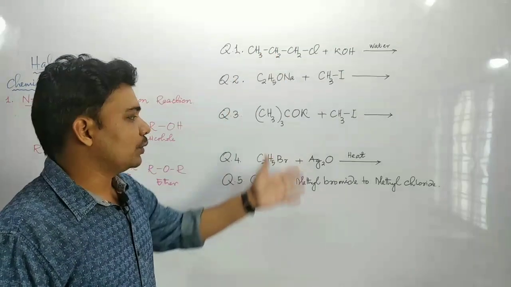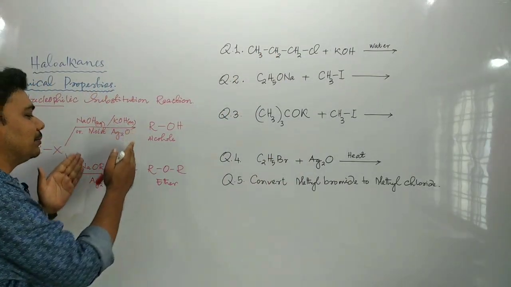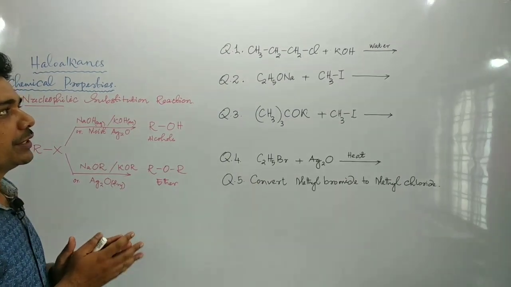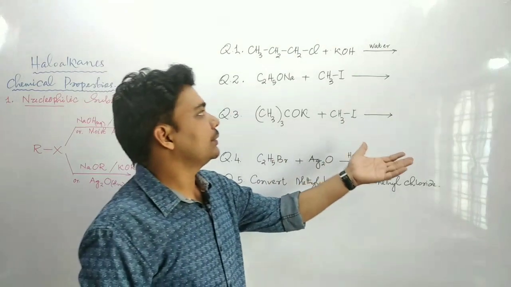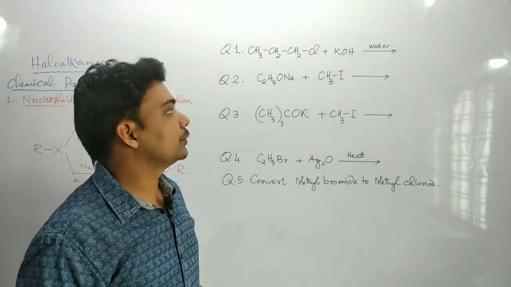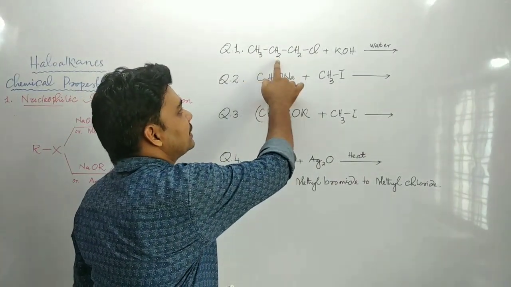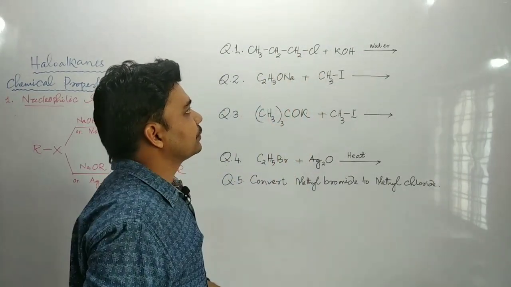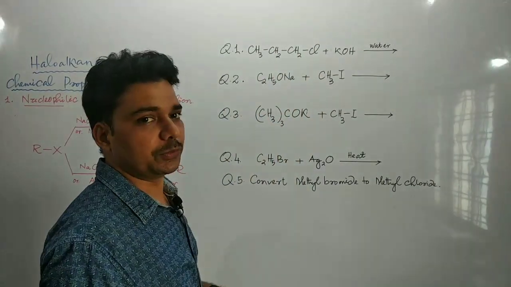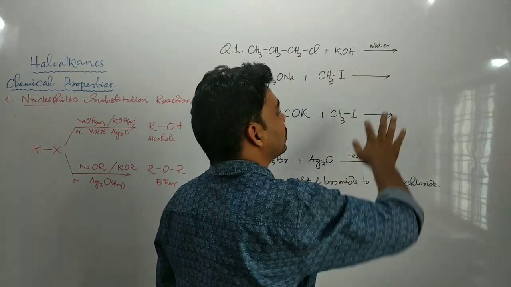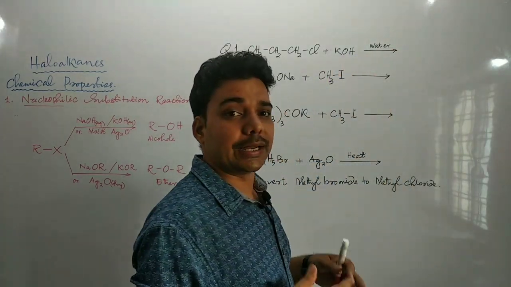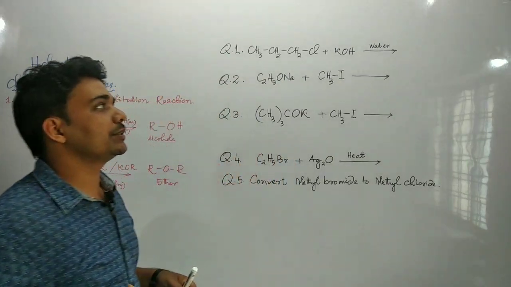Here certain questions based on these two examples, these two nucleophilic substitution reactions, are given. Let us try to find the answer. Simply we need to write the product. CH3CH2CH2Cl, propyl chloride, one alkyl halide. The reagent here is potassium hydroxide in the medium of water, means aqueous potassium hydroxide solution is to be taken.